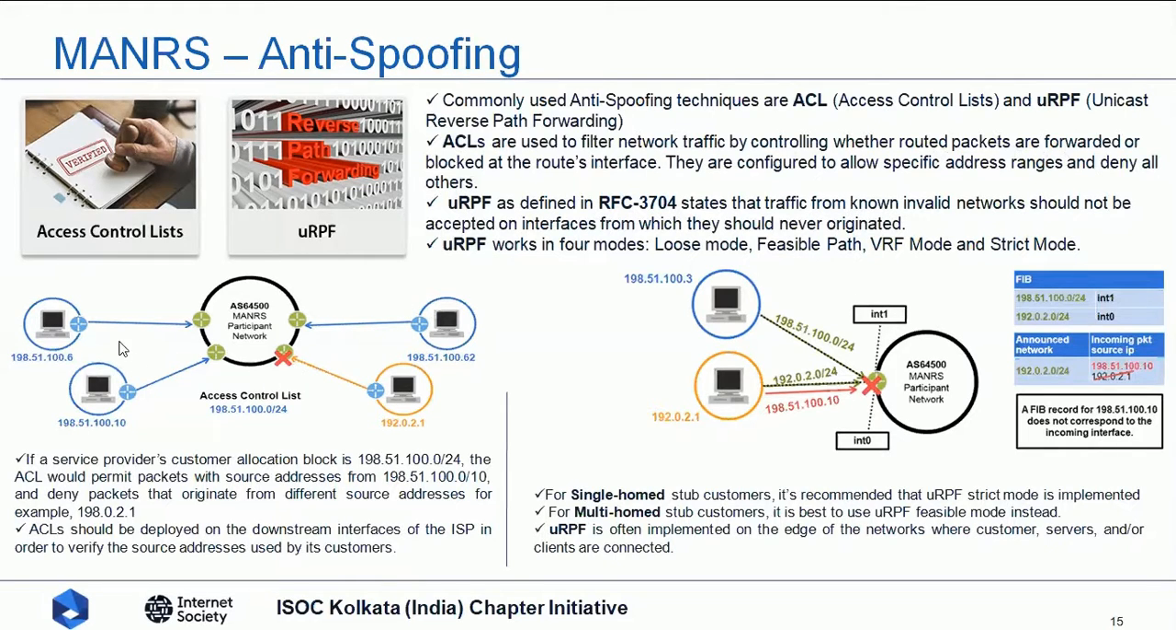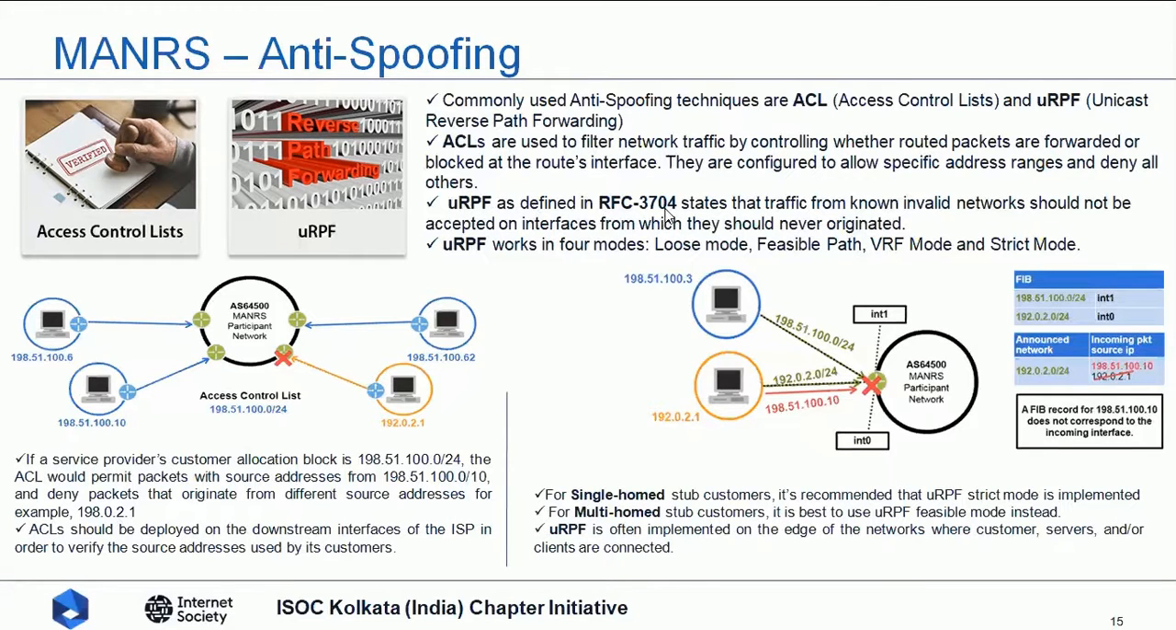So if the service provider's customer allocation block is 198.51.100.0/24, then the ACL would only permit packets with source addresses from this block and deny packets that originate from different source addresses. As an example, 192.0.2.1 will not be allowed, because the ACL is blocking that.